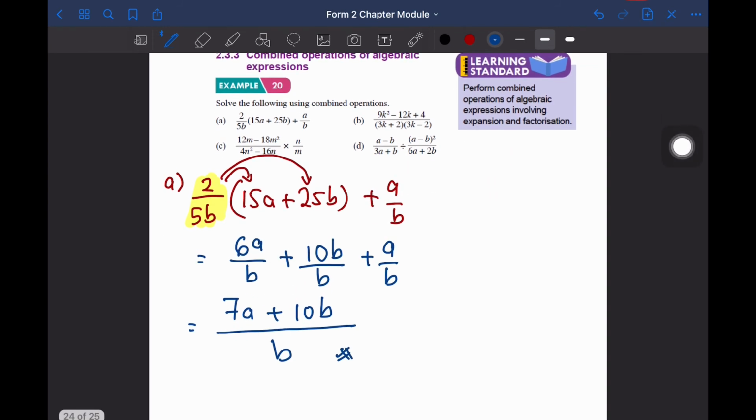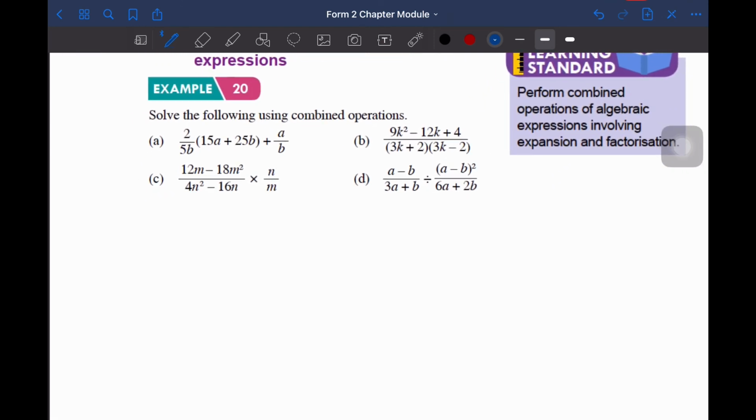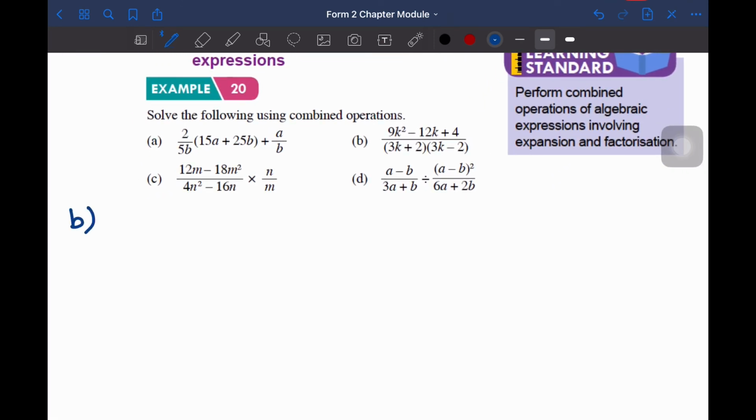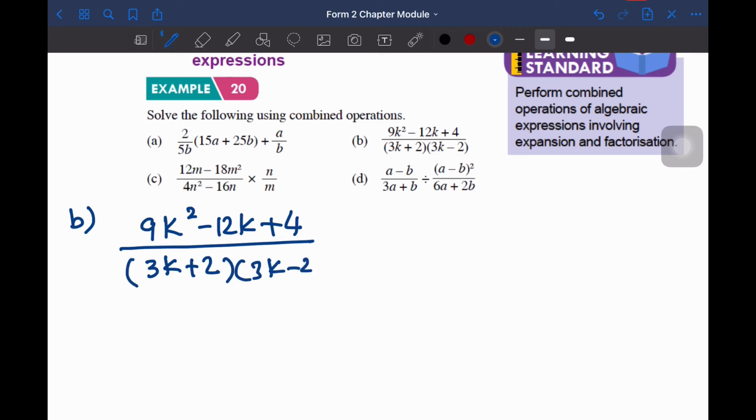Okay, next we have B. How to solve B? We have 9K square minus 12K plus 4 over 3K plus 2, 3K minus 2. The clue here is that the top must be able to cancel the bottom. So let's factorize the top: 9K square plus 4 minus 12K.